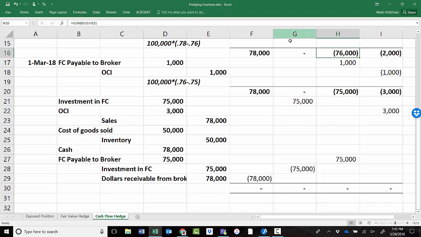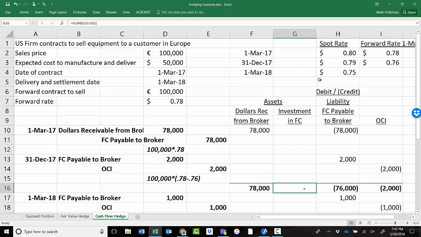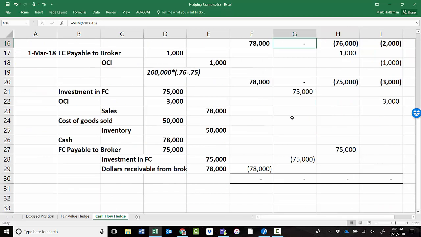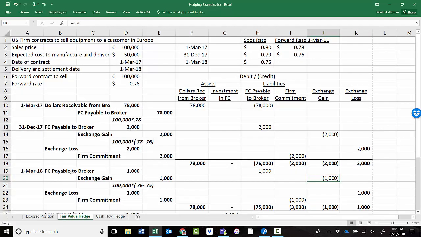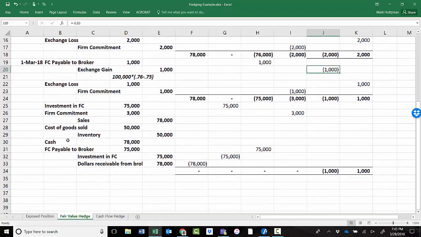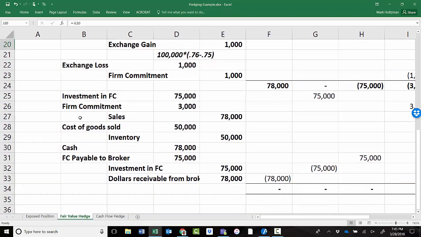Well, I'm looking at the final entries, the bottom 2 entries, where the first year's the transaction for the sale of equipment and the transaction to settle with the broker. Yeah. Between cash flow and fair value. The only difference I'm seeing is the fair value, the second debit entry is going to firm commitment versus the cash flow, it's OCI. Right. And that, if your investment in foreign currency, the 75,000, that's effectively the cash you got from the vendor. You still got 75 in both cases.